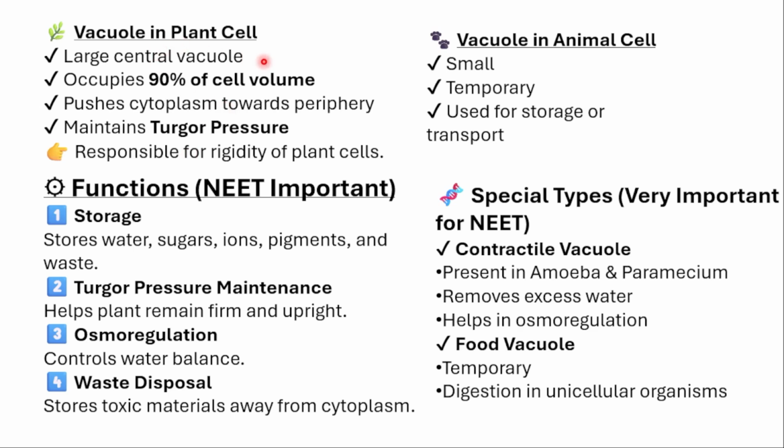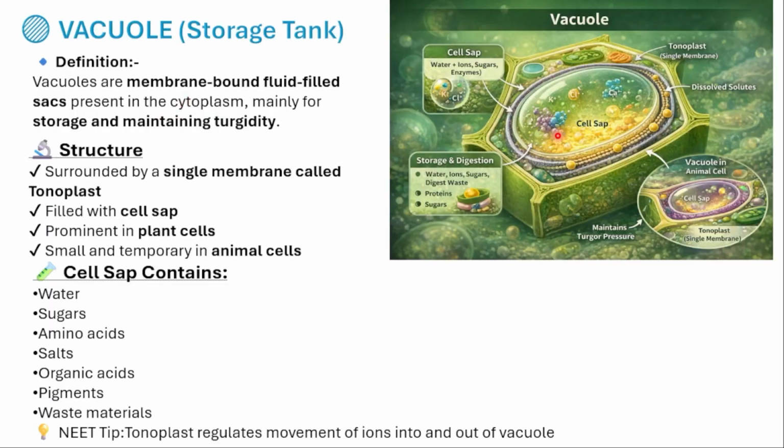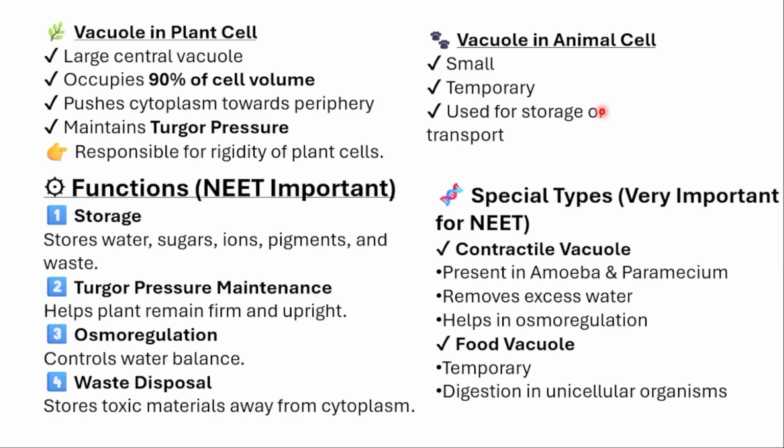Vacuoles in plant cell and vacuoles in animal cell. If you go for the differentiation, they are very large in plant, they are very small here. Occupies 90% of the cell volume. Just now I showed you. See, this is one cell. Inside this cell, almost the whole thing is occupied by the vacuole itself. And here in the animal cell, it is only temporary. Pushes cytoplasm towards the periphery, used for storage and transport.